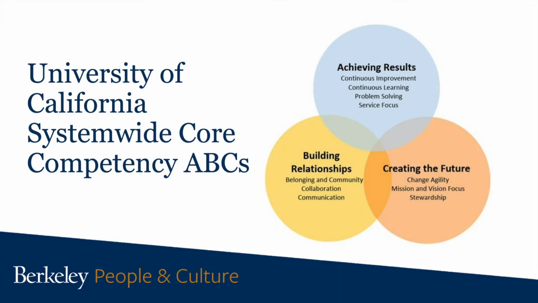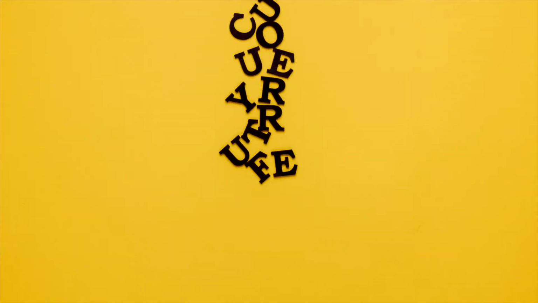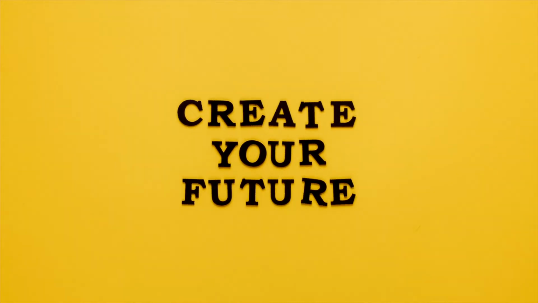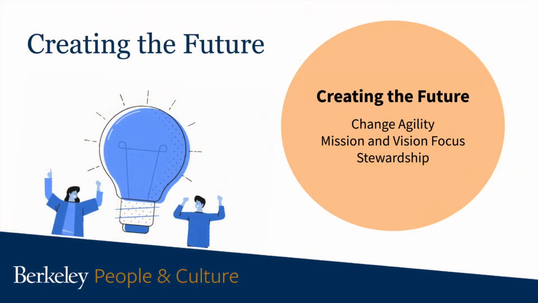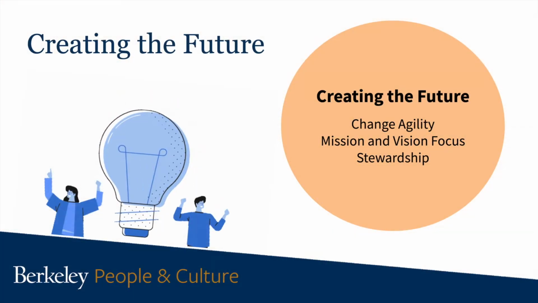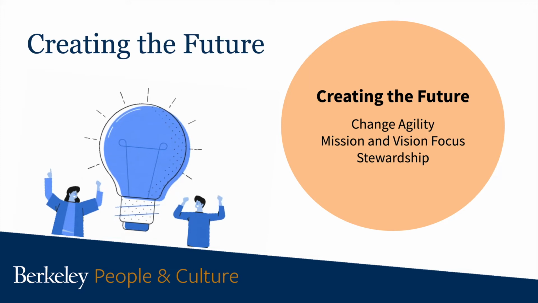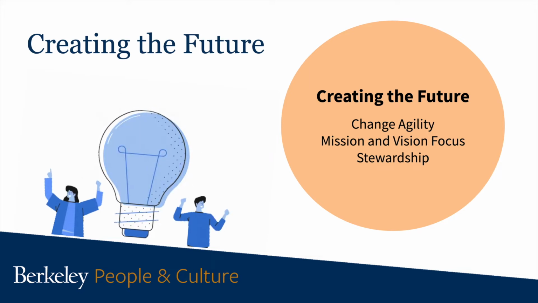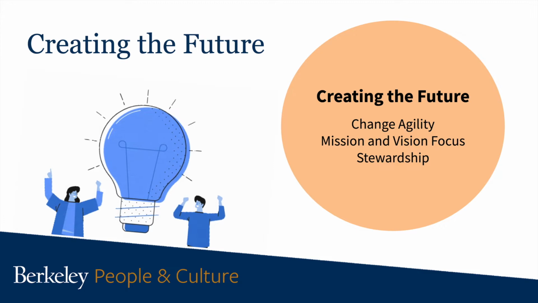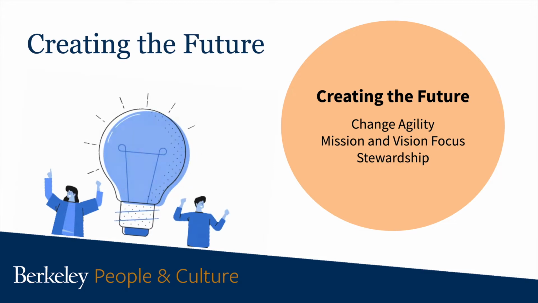The C cluster in the UC Core Competency ABCs represents the competencies that impact your ability to create the future, with C standing for creating the future. Your ability to take UC to the next level through your work. There are 3 core competencies in this cluster: change agility, mission and vision focus, and stewardship.